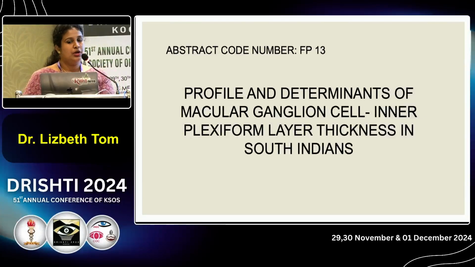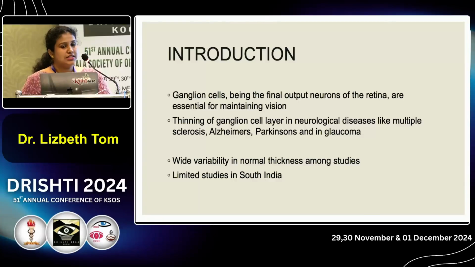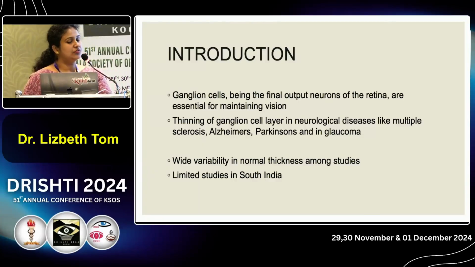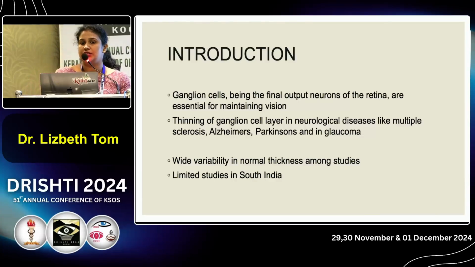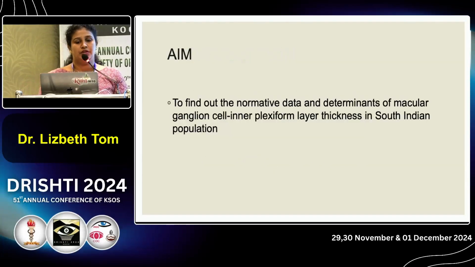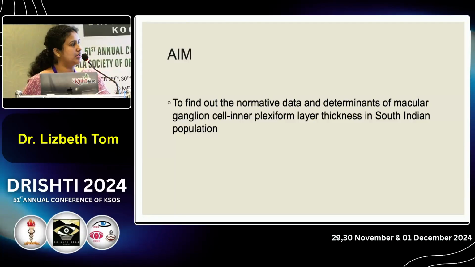Good afternoon. Profile and determinants of macular ganglion cell inner plexiform layer thickness in South Indians. Ganglion cells being the final output neurons of the retina, they are essential for maintaining vision, and thinning of this crucial layer is associated with various neurological diseases like multiple sclerosis, Alzheimer's, Parkinson's, and also in glaucoma. But there is a wide variability in normal thickness among various studies, and there are limited studies in South India, especially in Kerala. So the aim of the study was to find out the normative data and determinants of macular ganglion cell inner plexiform layer thickness in the South Indian population.